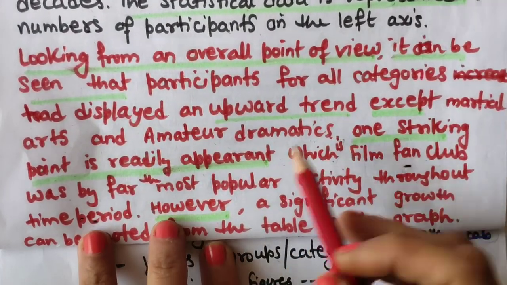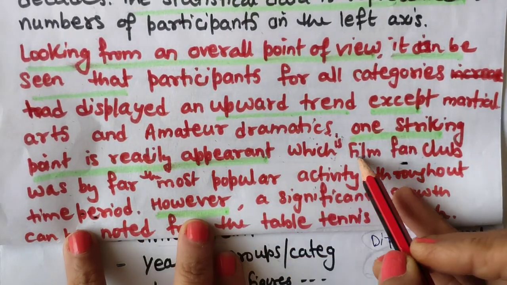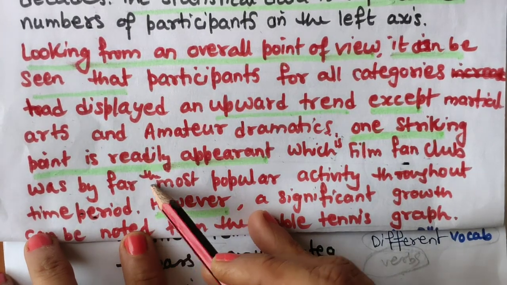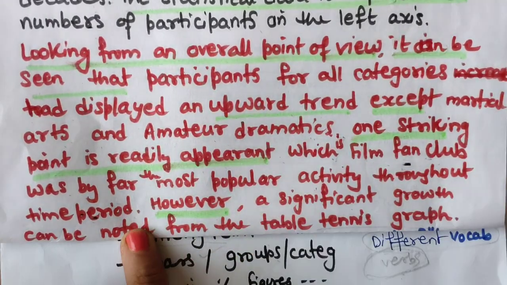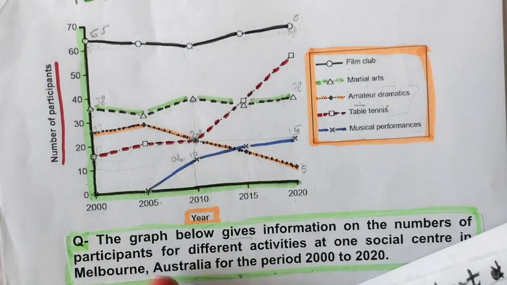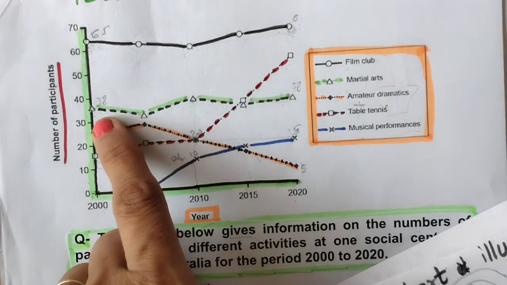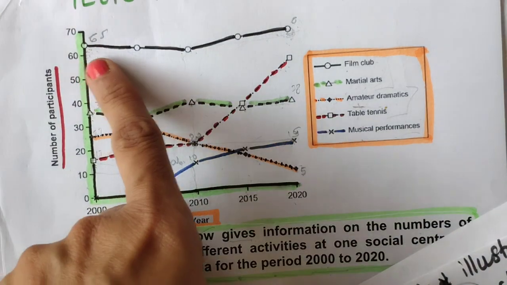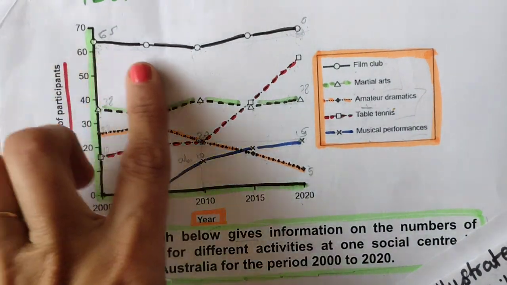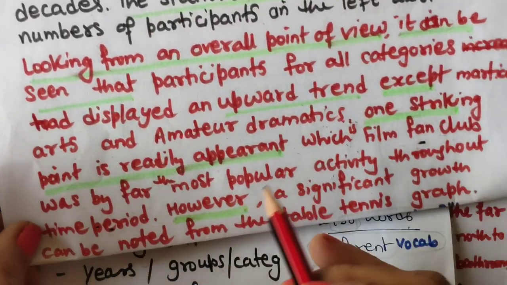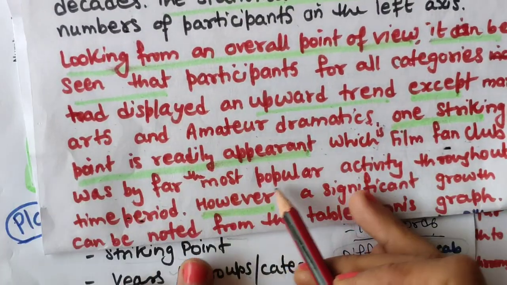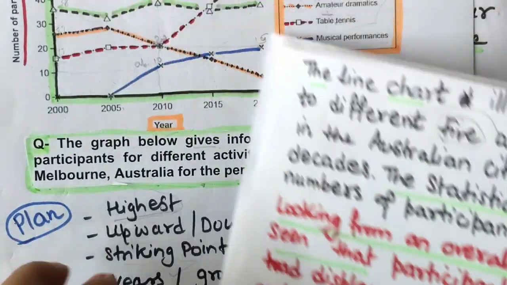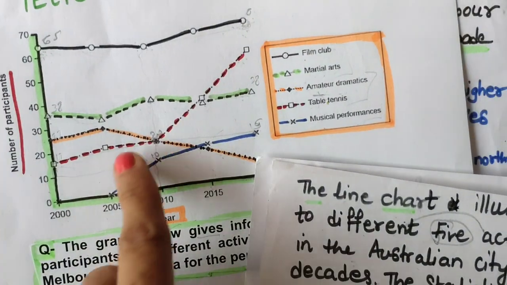So we were just talking about all going up except martial arts and amateur dramatics. One striking point is readily apparent, which is the film fan club. The first category was by far the most popular activity throughout the time period. How is it popular? Because see this, these 4 categories are just below, and this category is just above or around 65, and throughout the time it was 65. That's why this was the famous, popular activity during the time period. However, a significant growth can be noted for table tennis. So this is also an important point. You can see significant growth.